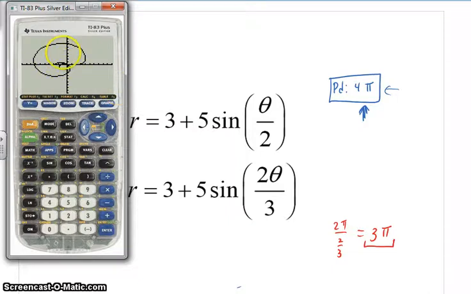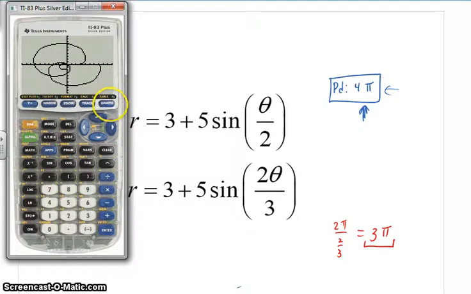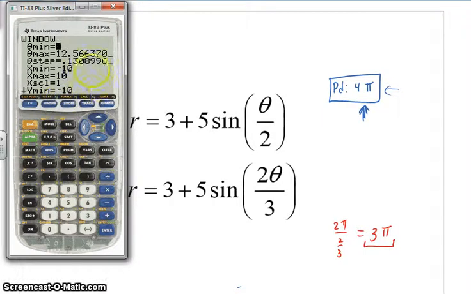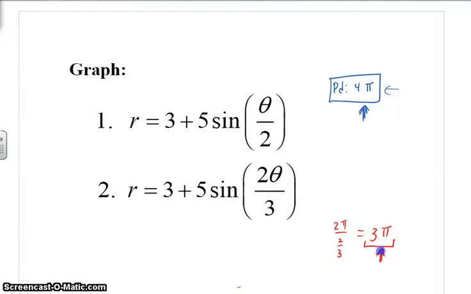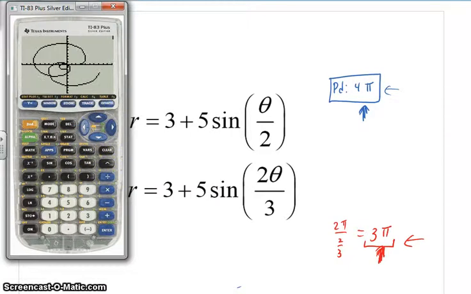Okay, so it's got this little swirly thing right here. So maybe that's it. But I don't know. What if we changed it to 4 pi? Let's see what happens. Now, whoa, it's graphed some more, but it doesn't even seem to be done. So here's the thing you have to consider: first of all, this theta max should be a multiple of 2 pi, but it also should be a multiple of this period here. So we're looking for the smallest multiple of 2 pi that's also a multiple of 3 pi. Well, that's going to be 6 pi. So we need the window to go out to 6 pi here, and that'll give us the complete graph.